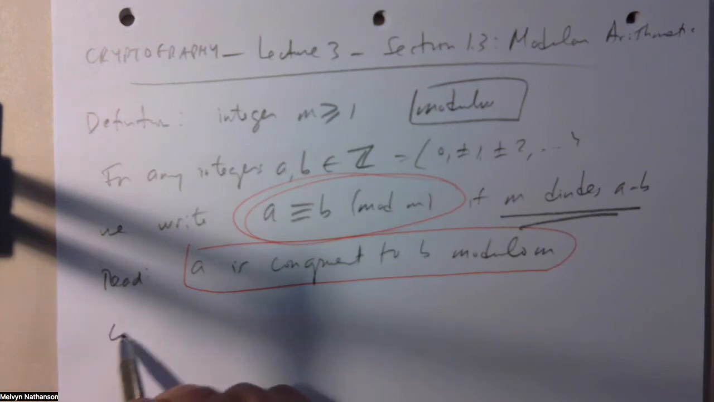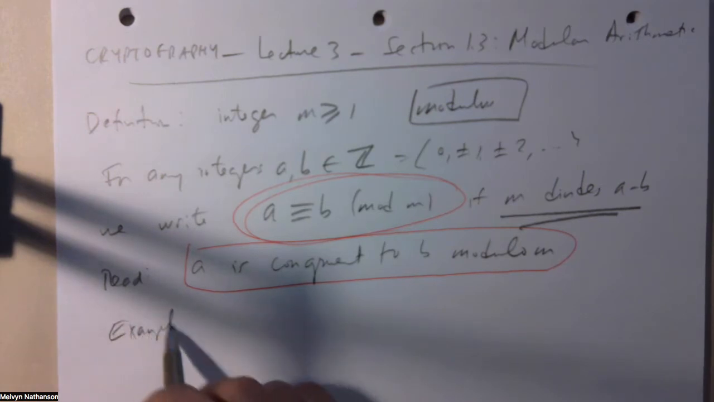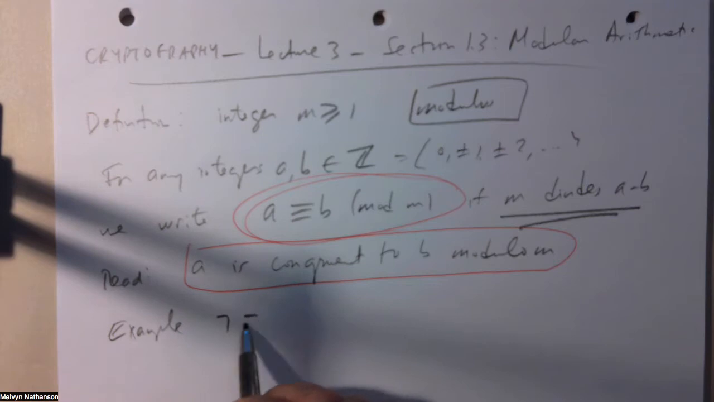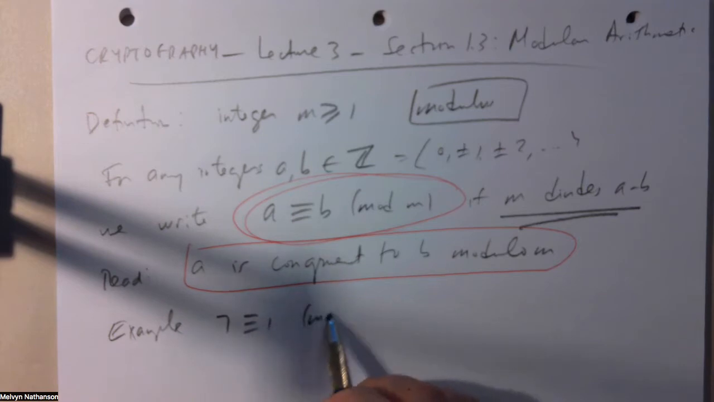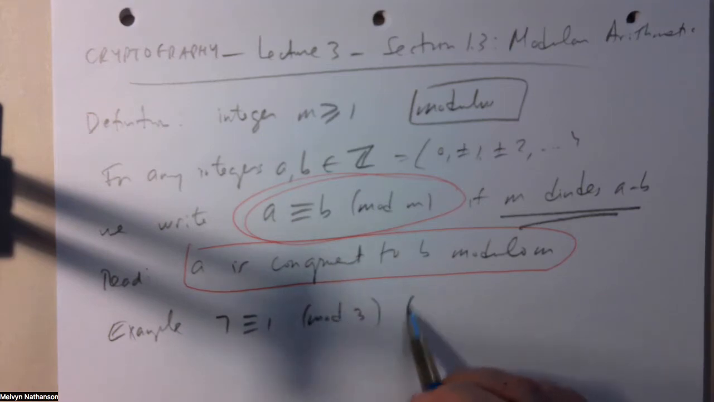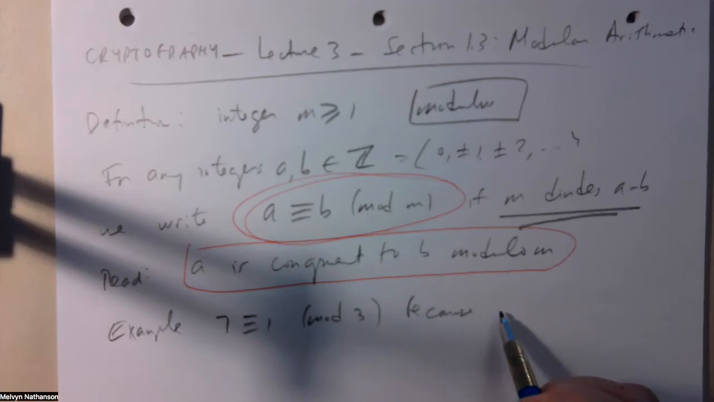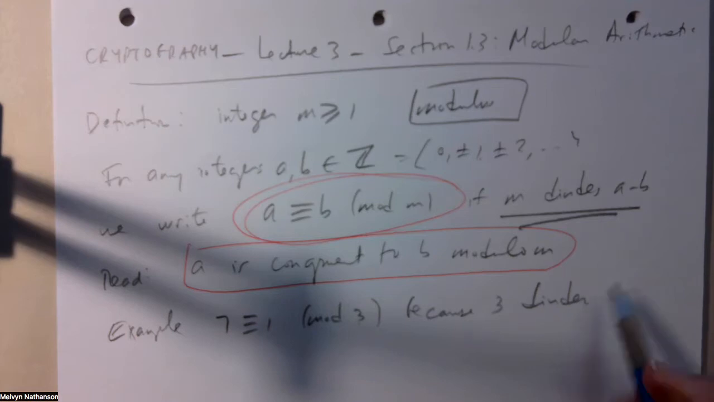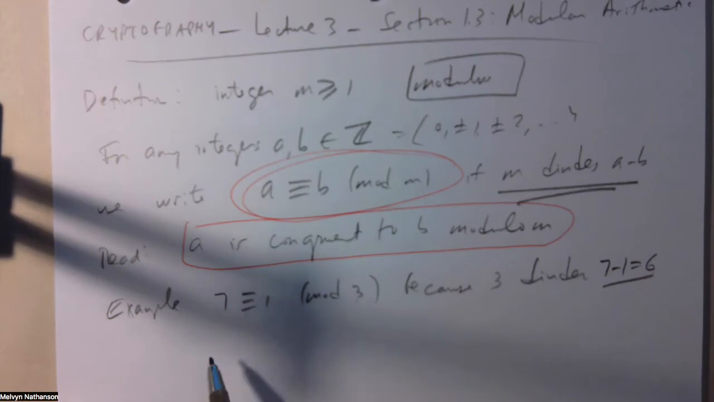So for example, 7 is congruent to 1 mod 3 because the modulus 3 divides the difference, 7 minus 1, which is 6. 6 is 3 times 2. 3 divides 6, so 7 is congruent to 1 mod 3.